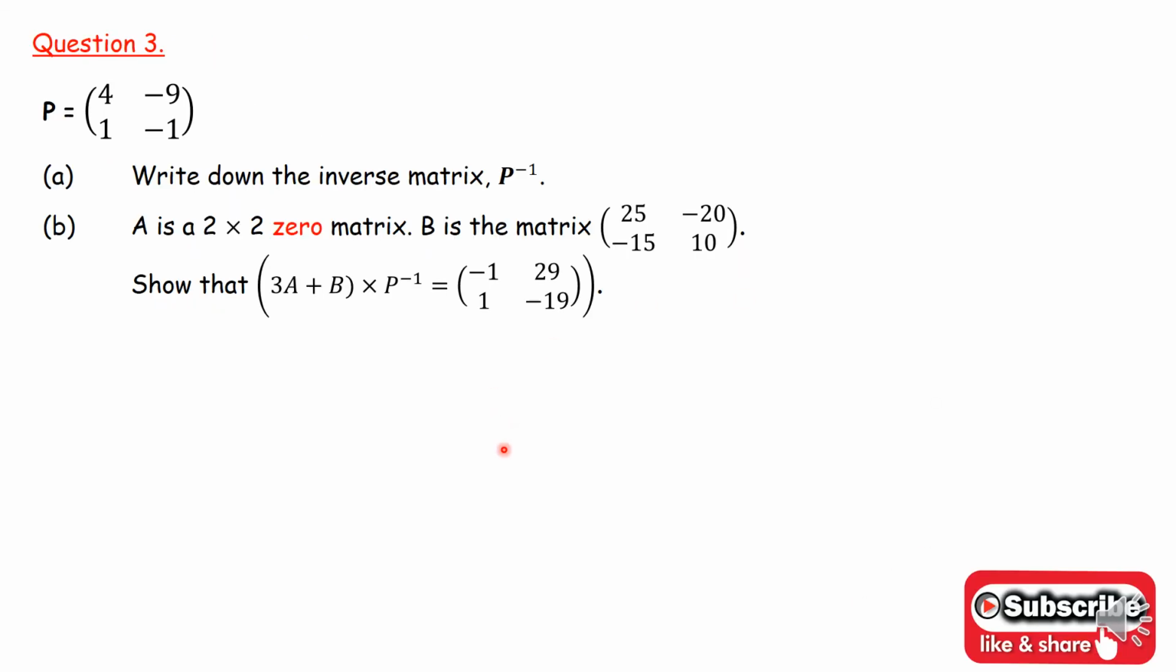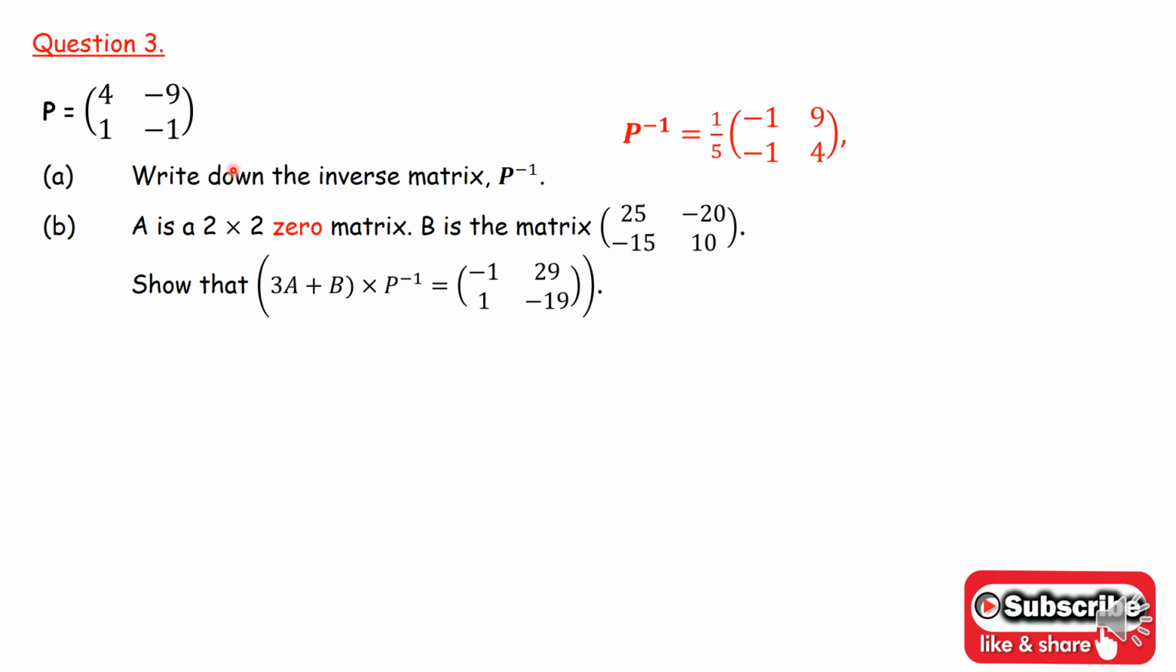Right, so I have a third question here. And the first part says you're supposed to find the inverse of matrix P. And then you're told that A is a 2 by 2 zero matrix. So each element of matrix A is just 0. And you multiply 3 times that zero matrix plus B, which is the matrix 25, negative 20, negative 15, 10. And after adding them, you should multiply by the inverse that you already have at part A. And you should see whether you're getting to this matrix here that is given to you.